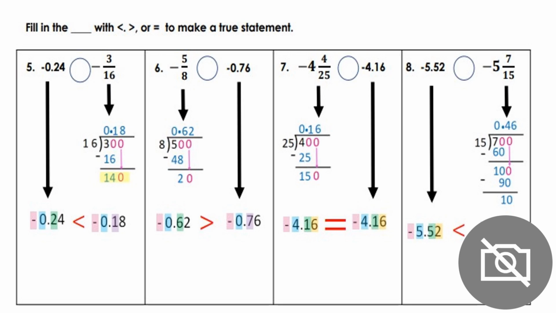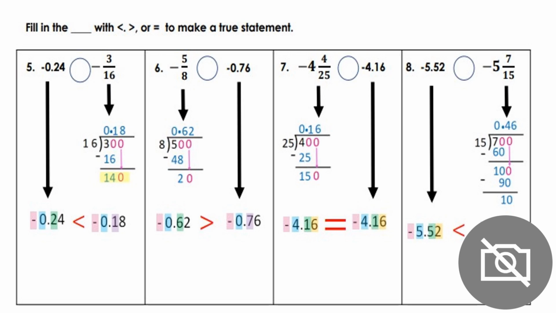So see here, 0.24, 0.18, both are negative numbers. So this will be the highest number, this will be the lowest number. Okay, this is small and this is big. These questions use the same method. Here we made this fraction into decimal. This is already decimal, minus 0.62, minus 0.76. Okay, in normal cases 0.62, 0.76, this will be higher, but as these are negative numbers, this will be the highest number. Okay, minus 0.62 will be the highest number.